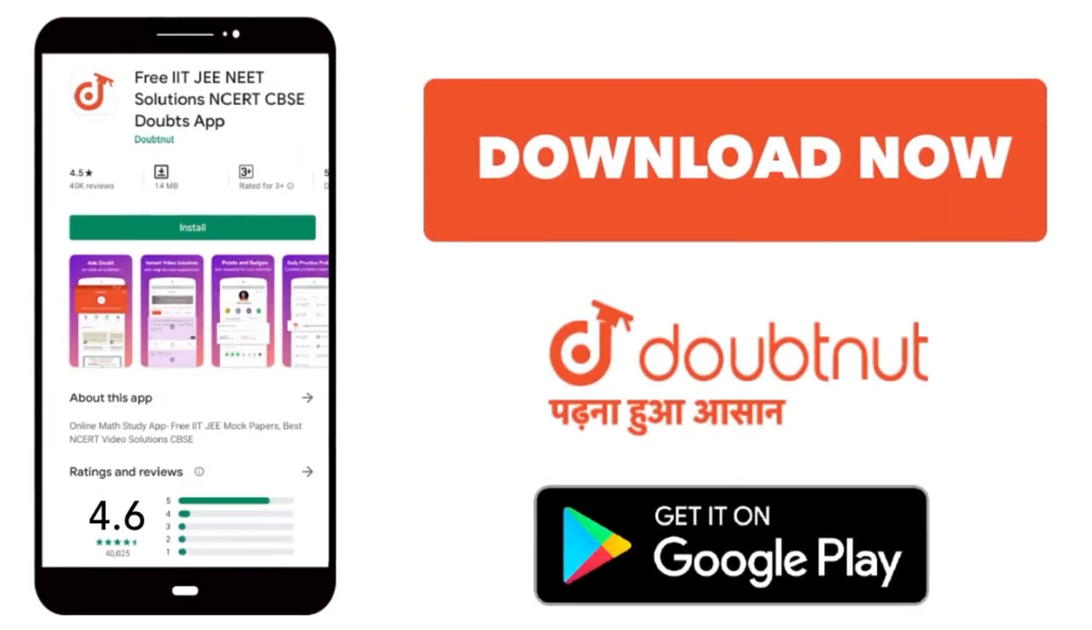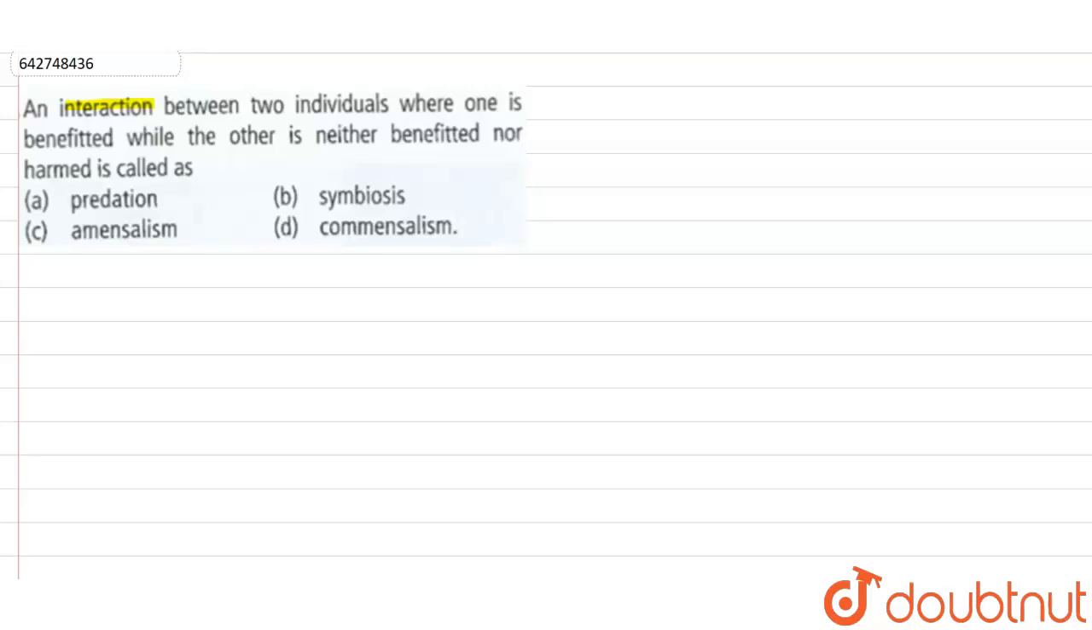Download Doubtnut app today. In this question, we have to select the interaction between two individuals where one is benefited while the other is neither benefited nor harmed. Now we all know that we will find many different species living together in the biotic community, in any ecosystem, in any habitat. And obviously all of these species, all of these members of the community are not distinct from each other. They are linked together in one way or another.